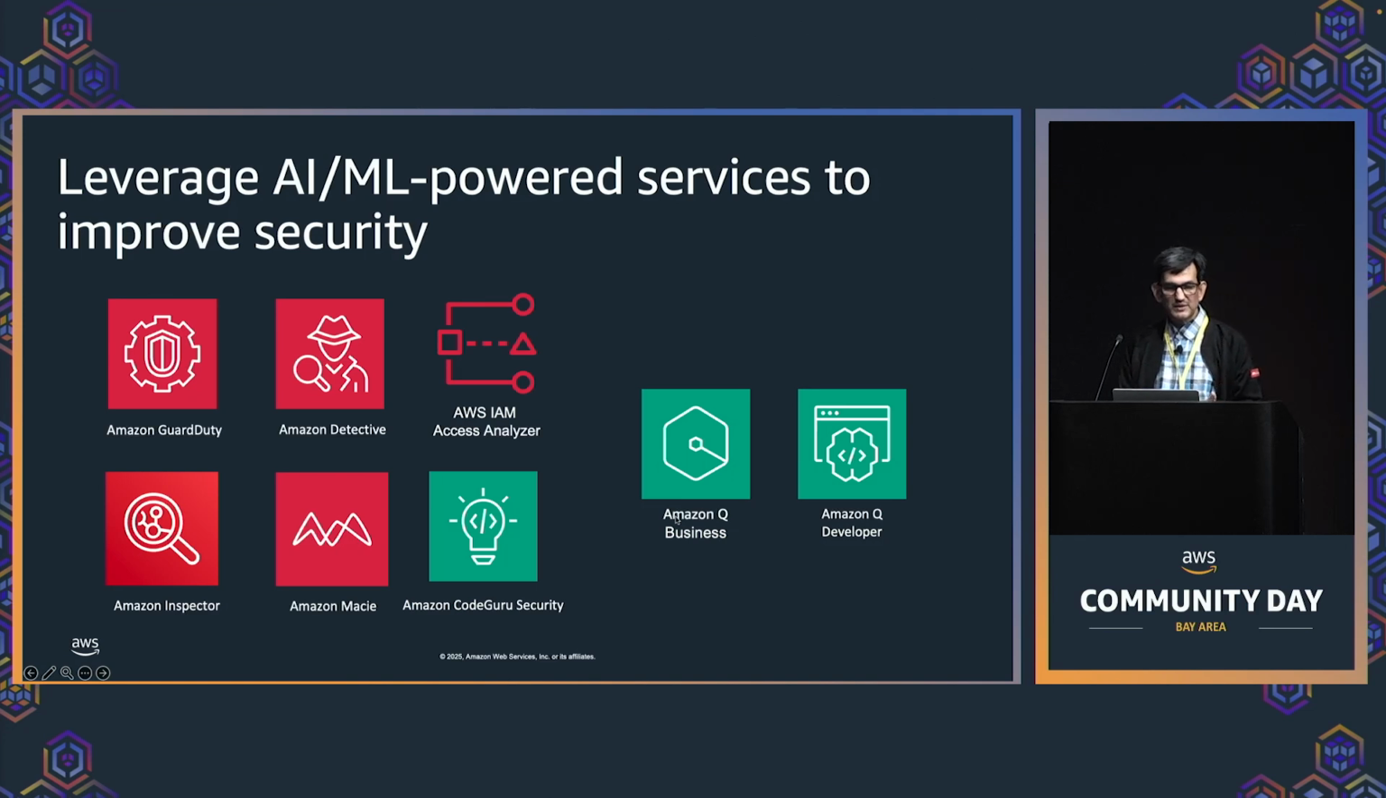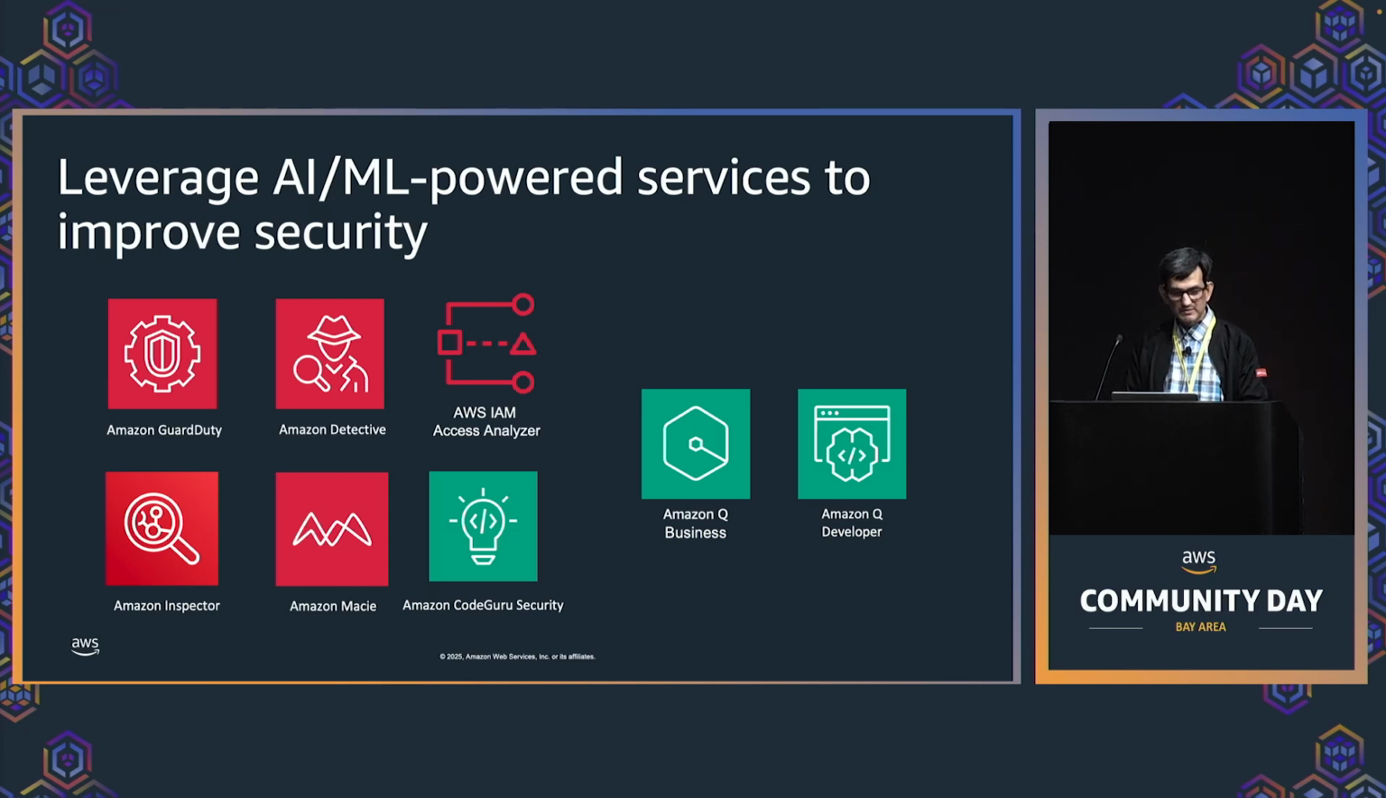AWS has been leveraging machine learning across its security services for years. Customers are already leveraging AI and ML-powered AWS security services. For example, here I have Amazon GuardDuty. It uses machine learning to continuously monitor for suspicious and malicious activity to protect AWS accounts and workloads. Amazon Detective uses machine learning to identify patterns and correlations between security events, and then uses generative AI to summarize findings into groups to simplify and accelerate security investigations.